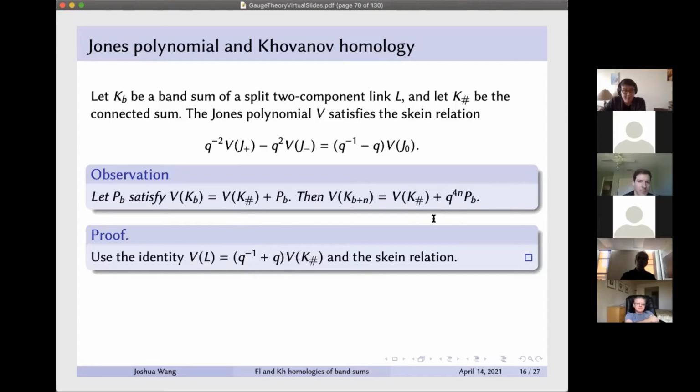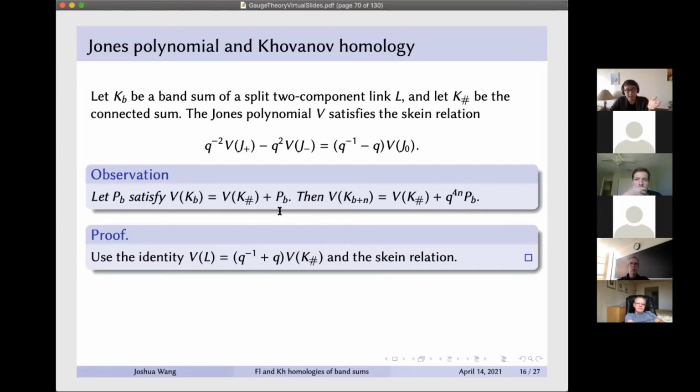Right, but you'll notice that we're in a much better position now to show that the knots KB plus n are all distinct. We can potentially distinguish them with the Jones polynomial. So if PB happens to not be the 0 polynomial, then when you multiply it by a power of q, it becomes a different polynomial. So as long as PB is not 0, the knots KB plus n all have distinct Jones polynomials. So our question is, is PB non-zero whenever the band is non-trivial?